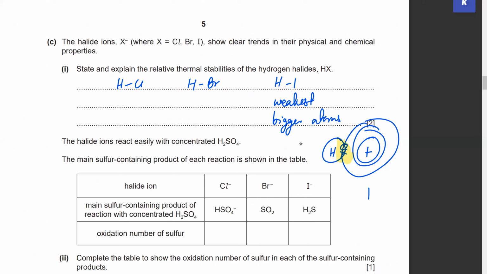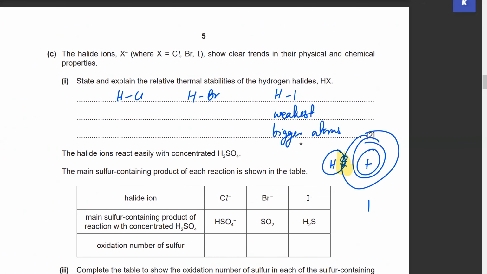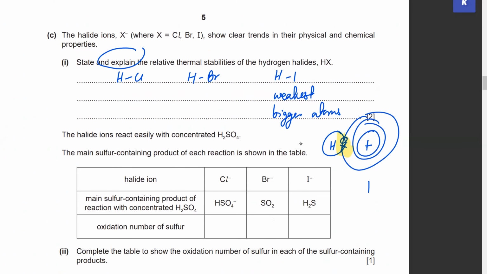So the word that you're going to use is, because you have to explain this as well. We've stated this: this one is the weakest, this one is the strongest. Now you've got to explain this. So weakest because bigger atoms. What you're going to do is they have a longer bond length or larger bond length. And what's the other factor? There's going to be less orbital overlap. They won't be attracting each other's electrons that much.